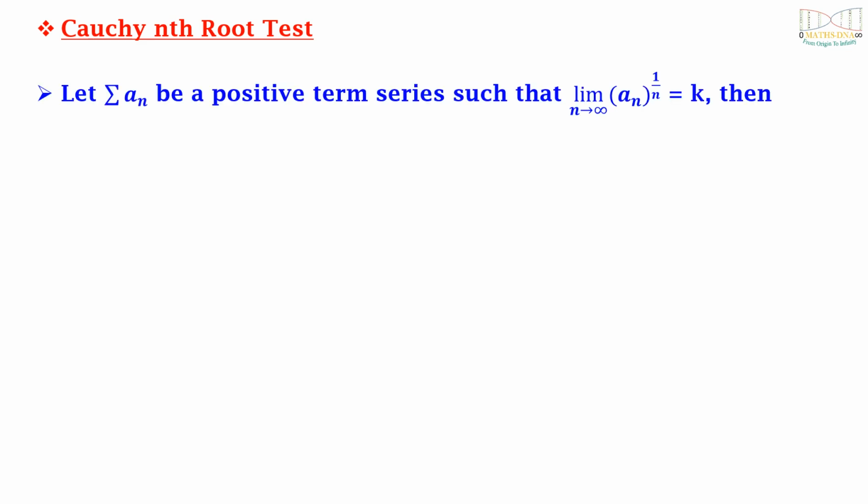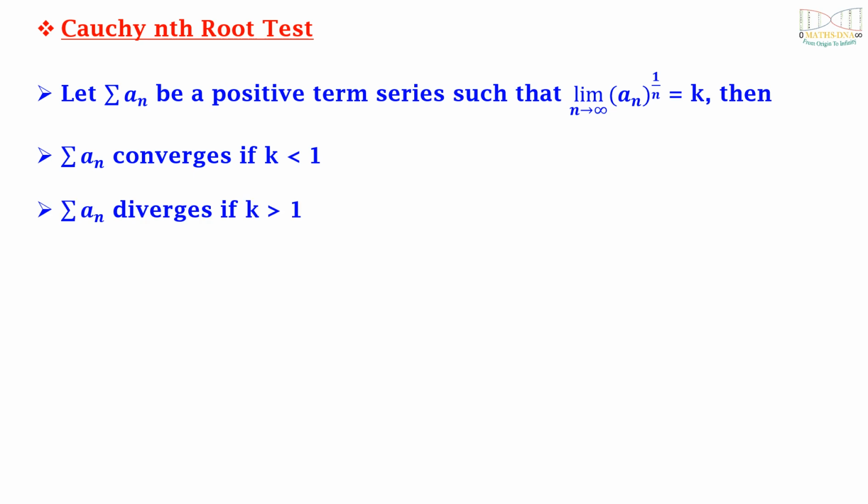Then we have Cauchy's nth root test, which says let an be a positive term series such that limit n tends to infinity an raised to 1 by n is equal to some number k. Then summation an converges if k is less than 1. Summation an diverges if k is greater than 1. And the test fails if k is equal to 1. Let us solve an example based on it. And also remember that limit n tends to infinity n raised to 1 by n is equal to 1.